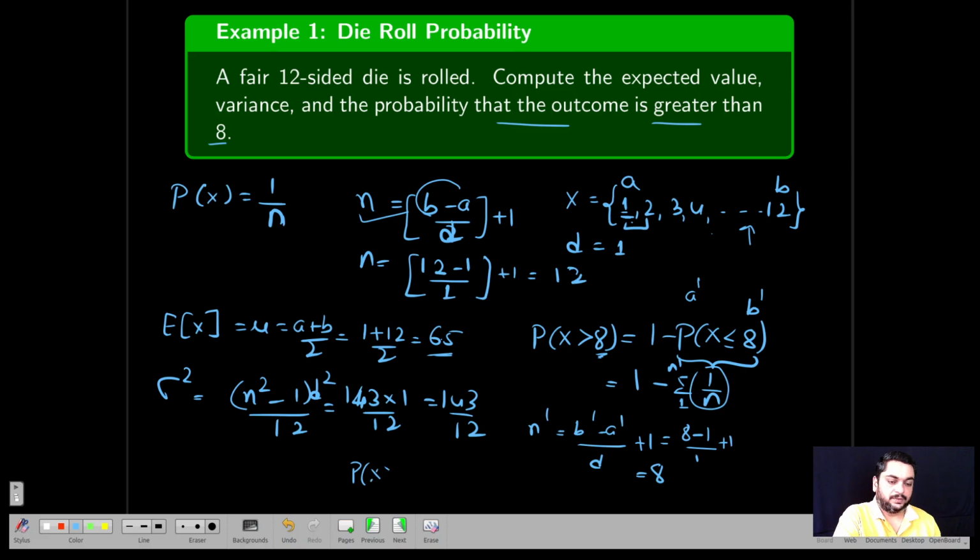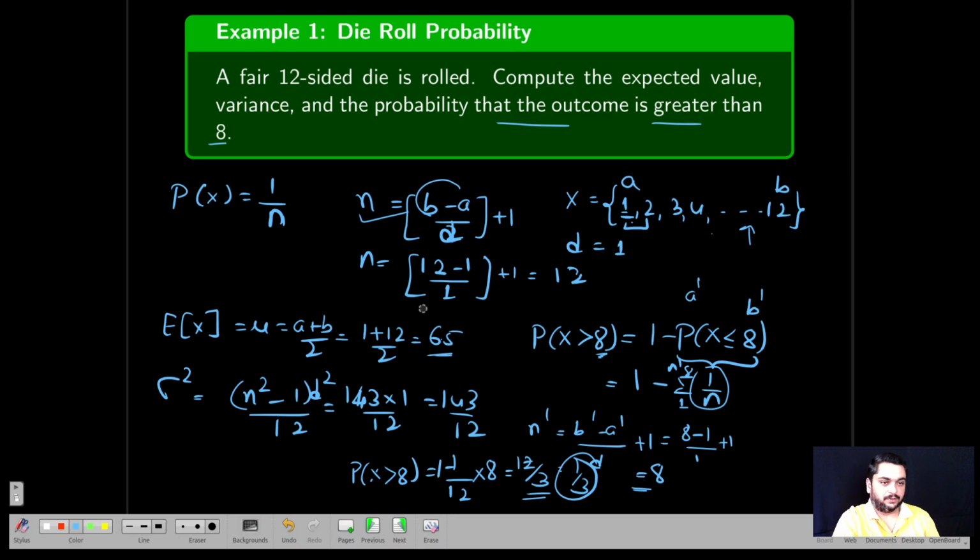So P of x greater than 8 equal to 1 minus 1 by n, where n is 12, into summation from 1 to 8. n dash is 8, that's what we have got. So 8 times you have to add. So this will be 2 by 3. No, sorry, 1 minus, I forgot it. 1 minus 2 by 3, that is equal to 1 by 3. This is the final answer. If you follow this approach, definitely you will not go off the track. Okay, you'll get the correct answer.